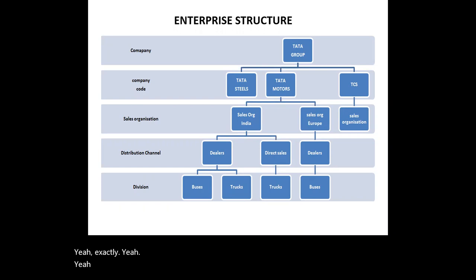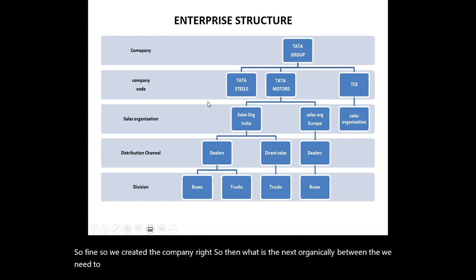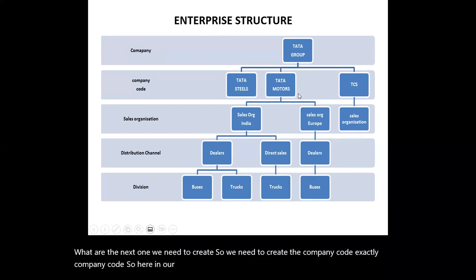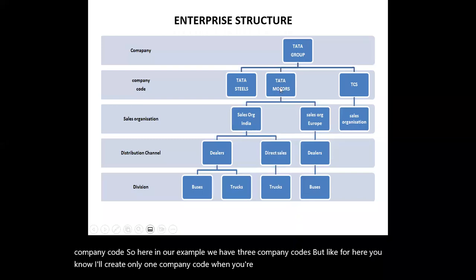So fine, we created the company, right? Then what is the next organization we need to create? We need to create the company code. In our example we have three company codes, but here I'll create only one company code. When you're practicing, you can create a number of company codes. So now I'm going to create the company code.